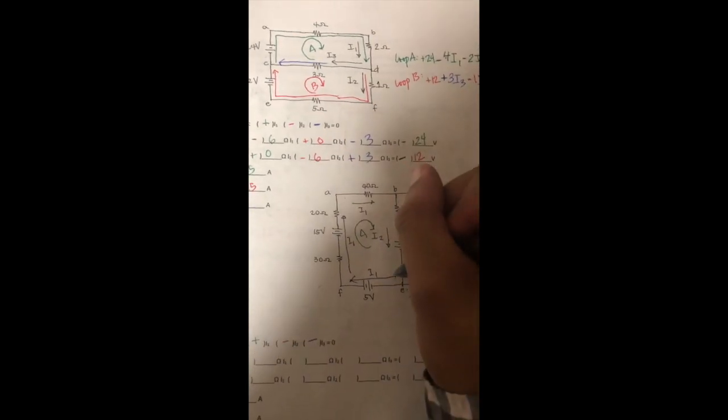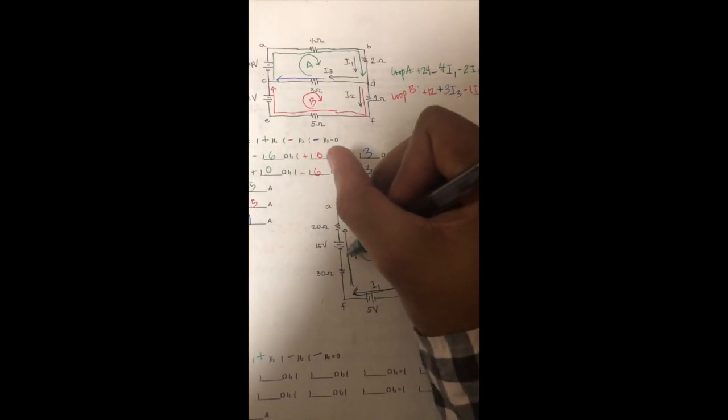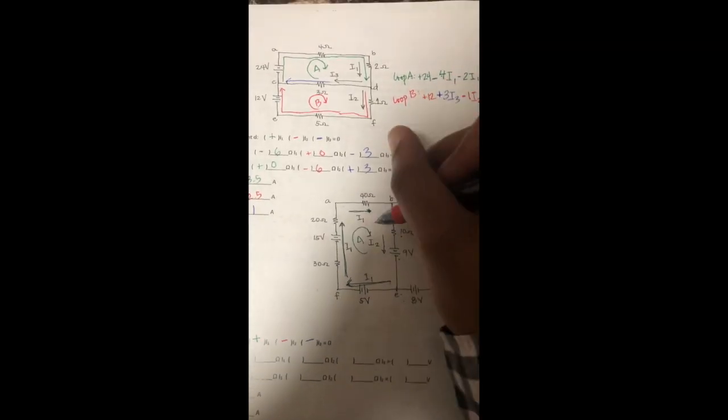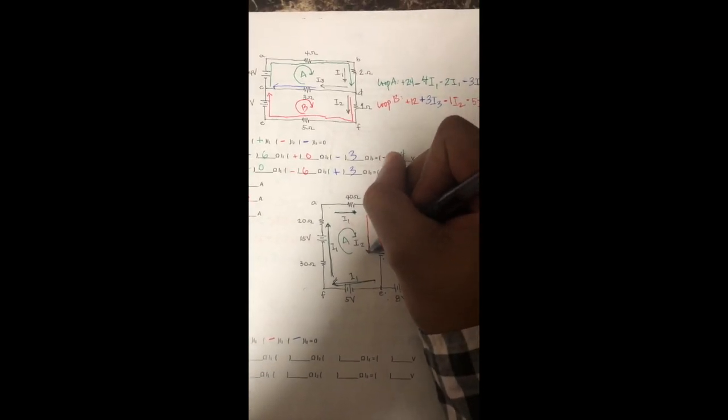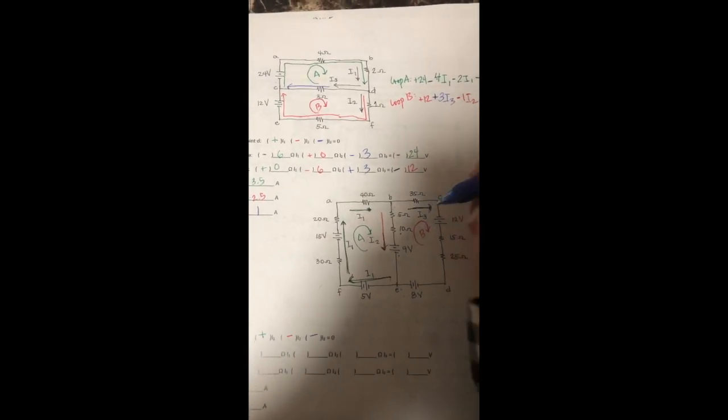And then remember that current 1's flowing, sorry, my arrows are a little bit ugly, like this. And then it splits. And current 2 flows down. And then current 3 flows this way. So let's analyze loop A.